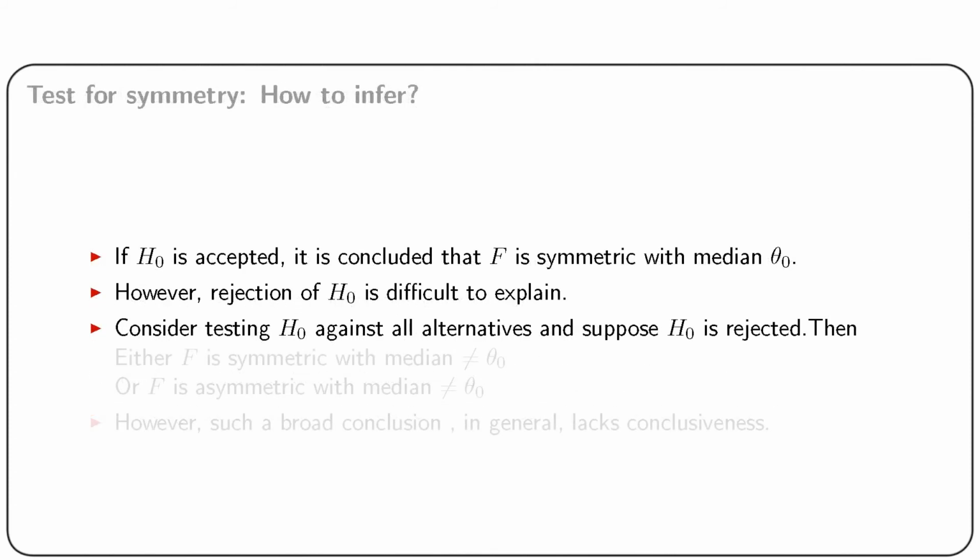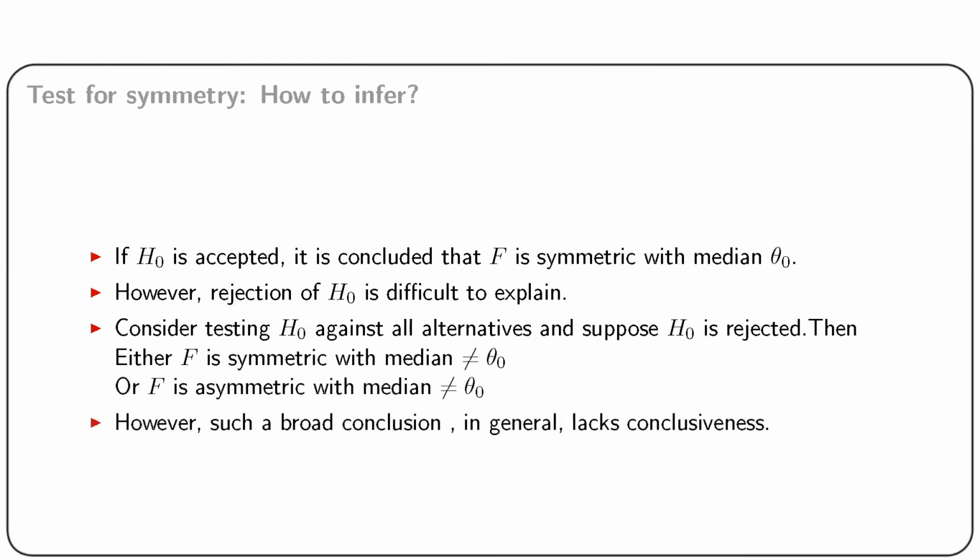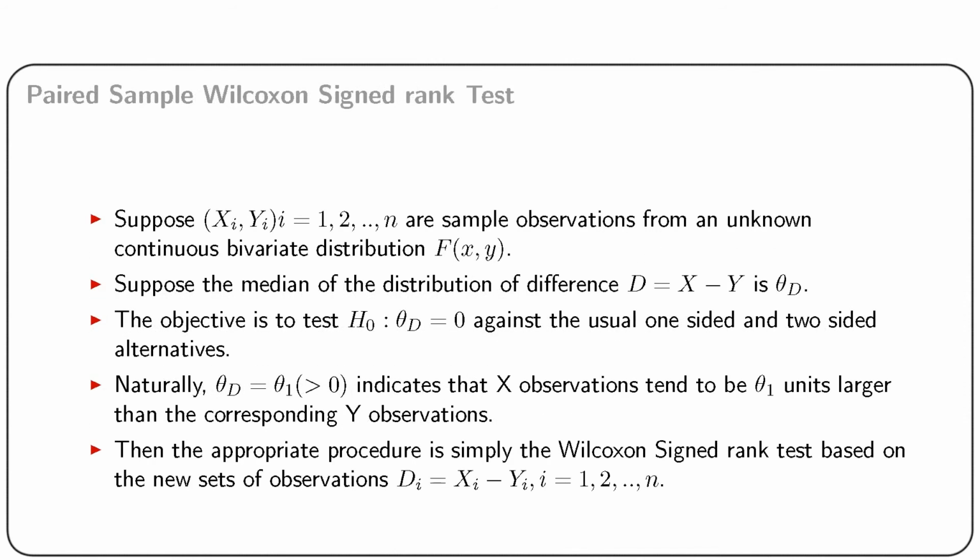Suppose the null hypothesis is accepted, then it is concluded that F is symmetric about median theta naught. However, rejection of the null hypothesis is difficult to explain. Suppose the null hypothesis is rejected, then either F is symmetric with median not equal to theta naught, or F is asymmetric with median not equal to theta naught. However, such a broad conclusion in general lacks conclusiveness, and hence when this null hypothesis is rejected, the test is inconclusive. Now, we consider the sign rank test for paired data.